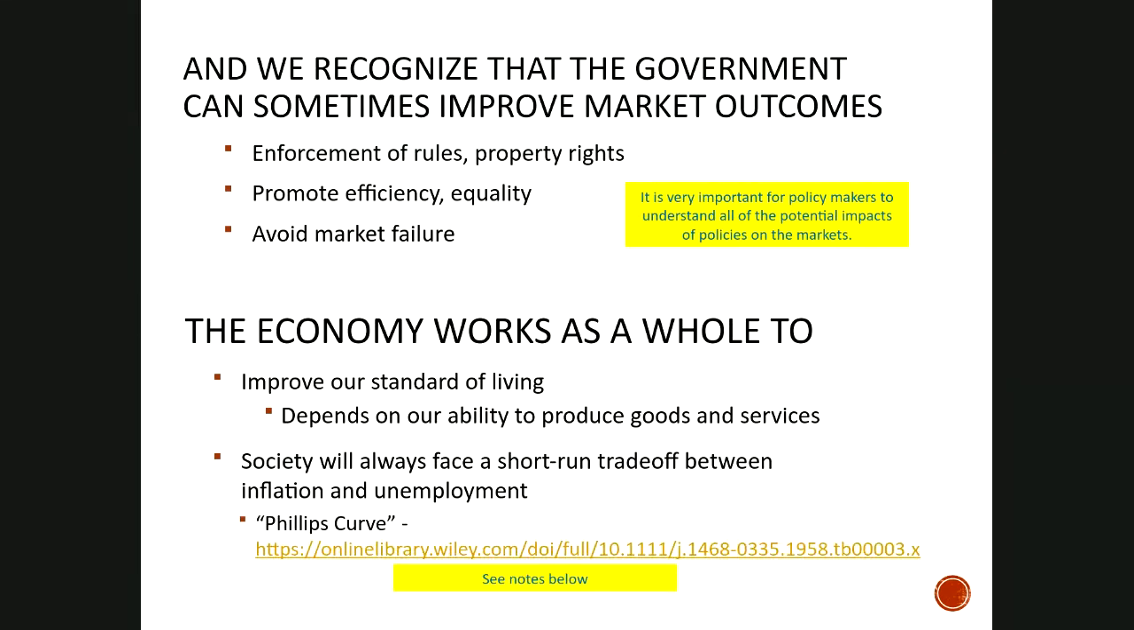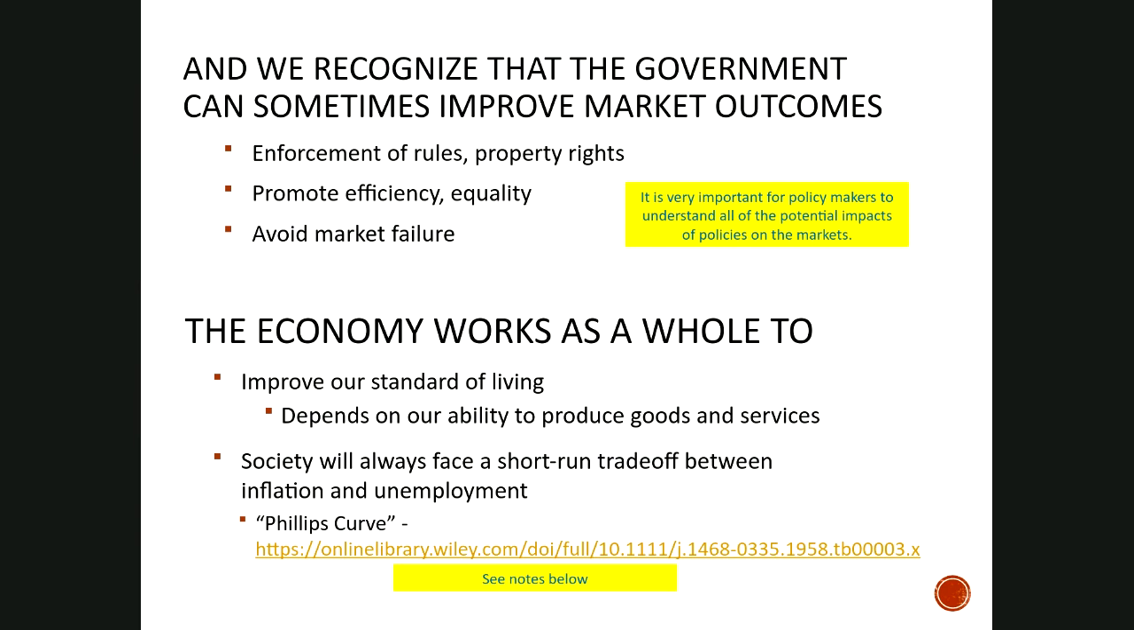The fact that government ensures that, and to be clear, this is not the case in all countries, but the fact that in the US property rights are largely enforced means that it's easier to interact with the economy and trust that when you buy something, it is now yours. This promotes efficiency and equality, and there are other things like avoiding market failure that governments do to protect economies.